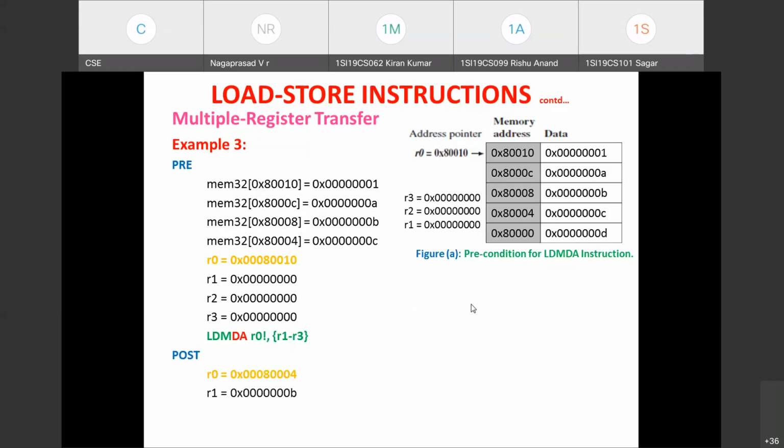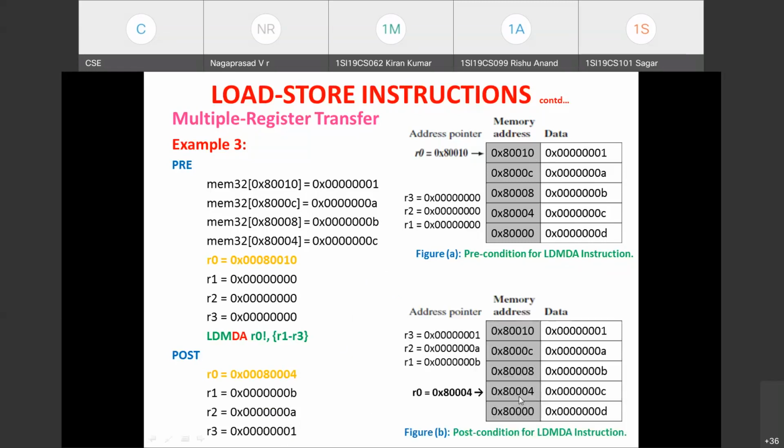And observe the content of R1, R2, and R3 register. First data fetched, you can see it is in R3 register. The next data fetched is in R2 register. The last data fetched is in R1 register. So since we are fetching from higher address, data fetched will be in the higher register then lower register. Okay. So same thing is represented diagrammatically here. After execution of the LDMDA instruction, this is where the R0 pointer will be pointing to. Okay, 80004.